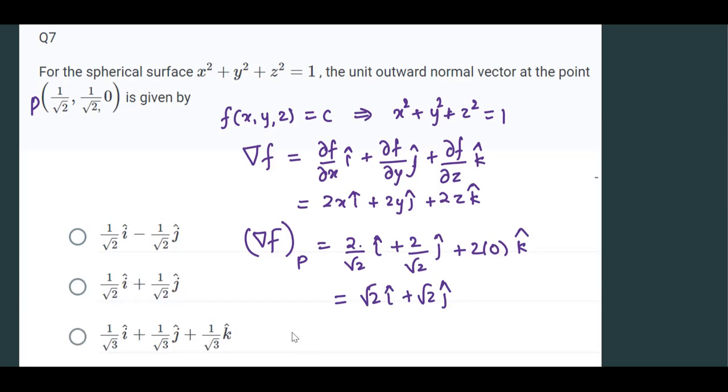Now the normal vector, the unit normal, unit outward normal. For this, divide by the magnitude. Magnitude will be 2. This will be the unit outward normal: i plus j upon root 2. So that is i upon root 2 plus j upon root 2. This is the correct answer.